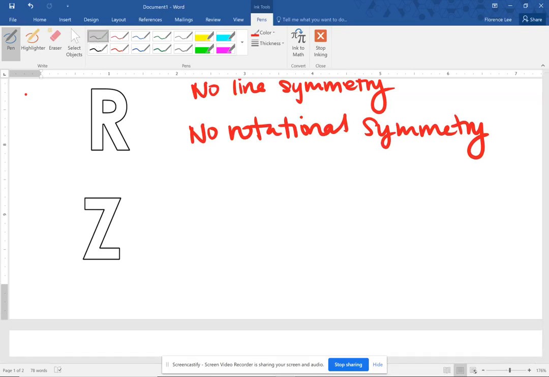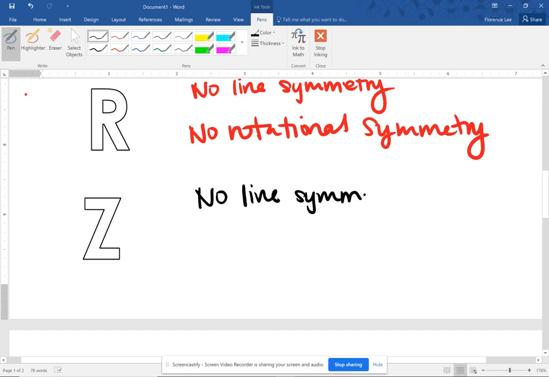Letter Z. Okay, so first of all, I gotta ask myself, does it have line symmetry? And I know what you're thinking, like, oh, just cut it down the middle, Miss Lee. Both the left side and the right side, top and bottom, are the same. But no, it's not a mirror image. Look, if I were to take this and fold it down to here, that does not match up, right? So this has no line symmetry. I could try here. What if I folded it here? No, right? It does not fold up correctly. This has no line symmetry.